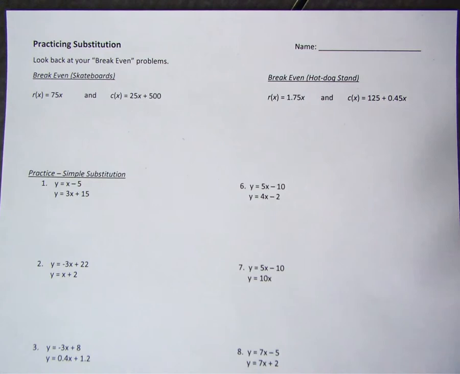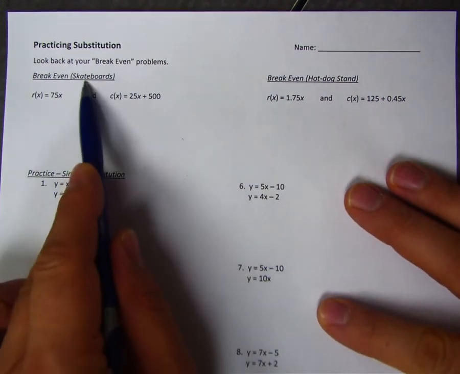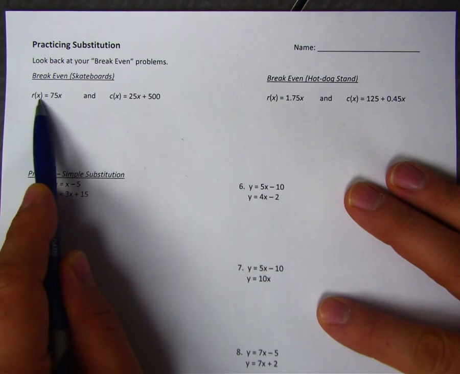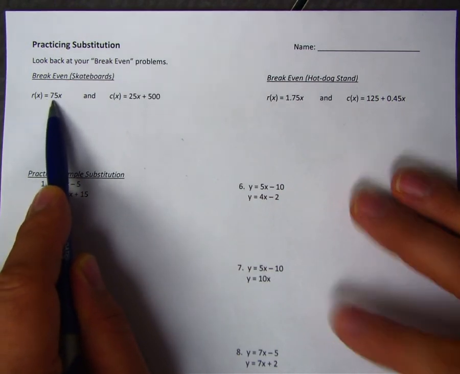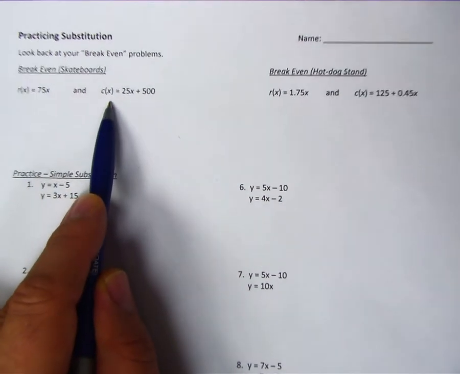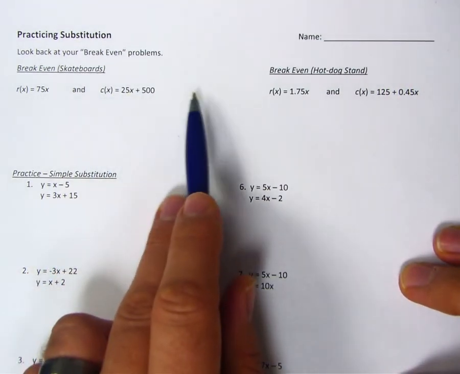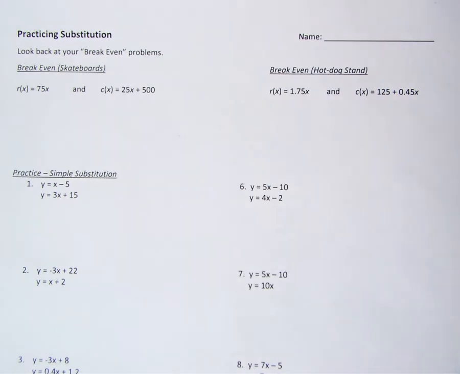small businesses. So if you are looking at the break-even problem on the skateboard side, you should have gotten the revenue rule. R of X is 75X, and the C of X is 25X plus 500. If you don't have those sheets out in front of you, please pause it right here and make sure they're out in front of you.